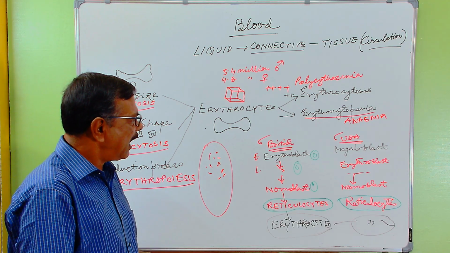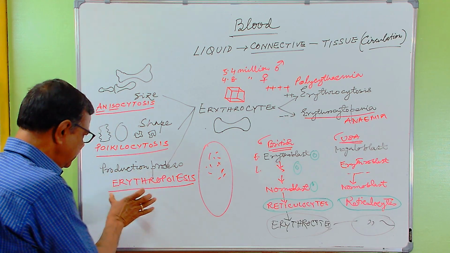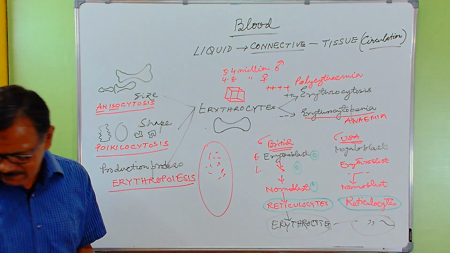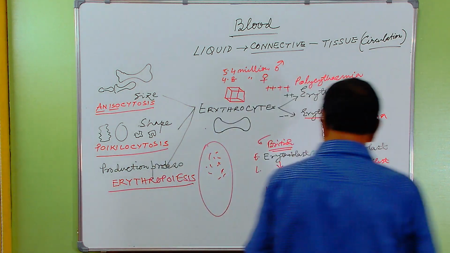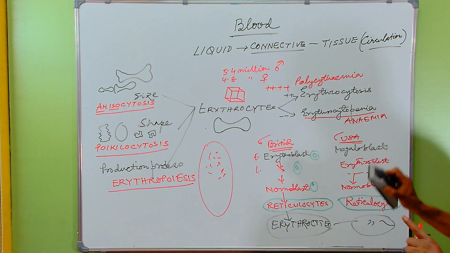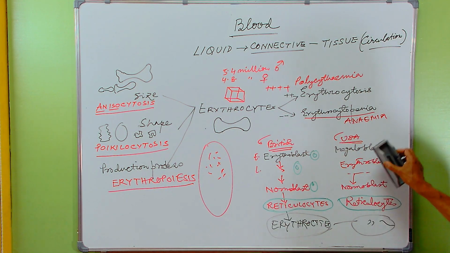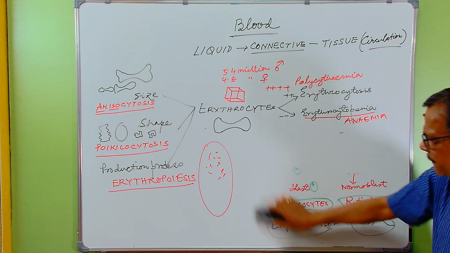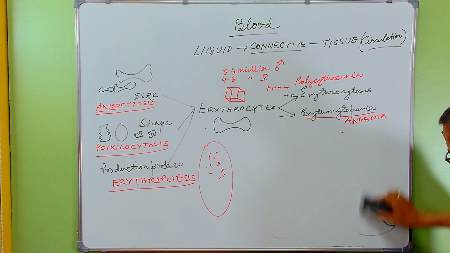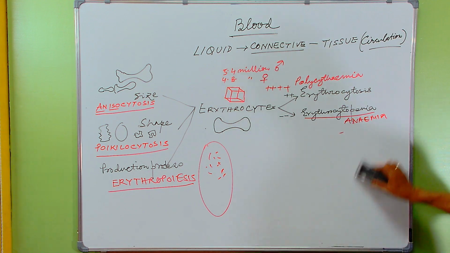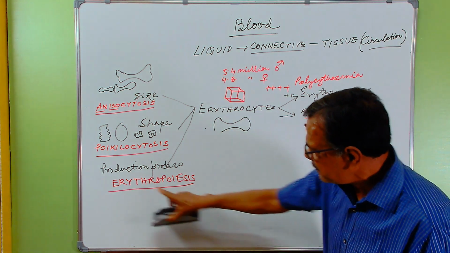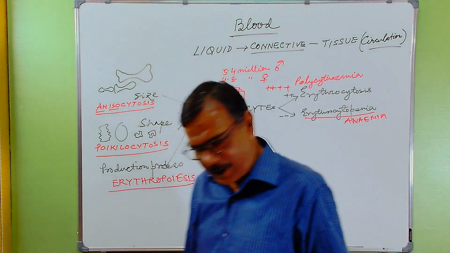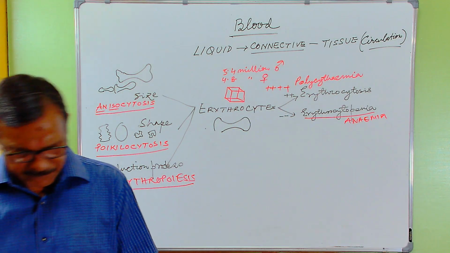Okay? So how does this erythropoiesis take place? Now I will come to that. How does erythropoiesis take place within our body? Who advises them to produce erythrocytes? The production of erythrocytes is known as erythropoiesis. How does it happen?